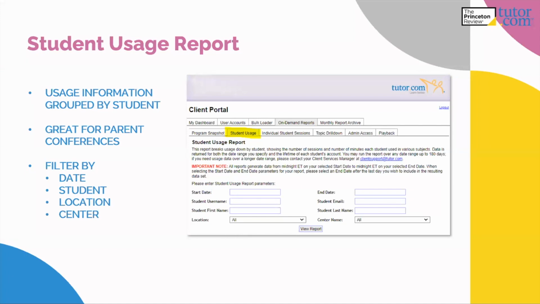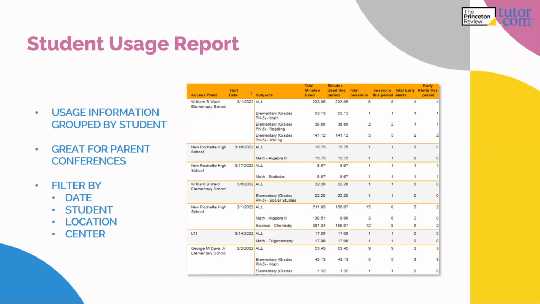Because this report does display student identifiers, it's a great one to use in parent conferences or when working directly with students. As you can see, you get information about the number and duration of sessions, what subjects were sought, and which school the session was associated with. Names are hidden for the purpose of this presentation, but student names are attached to this report for you when you go to pull it up.